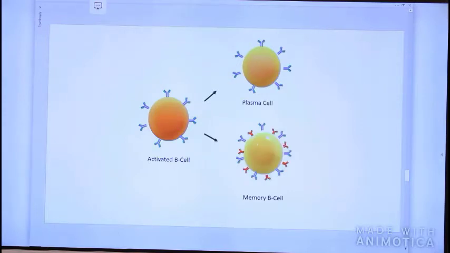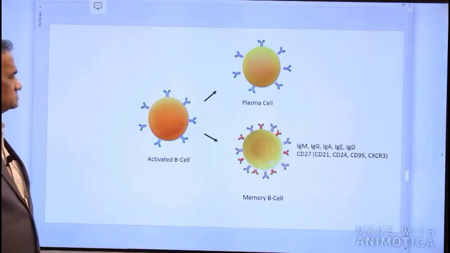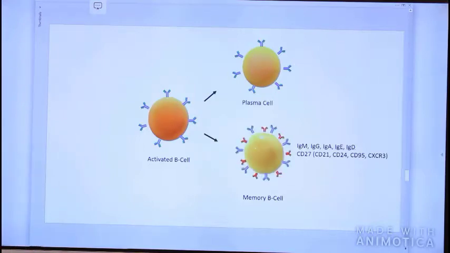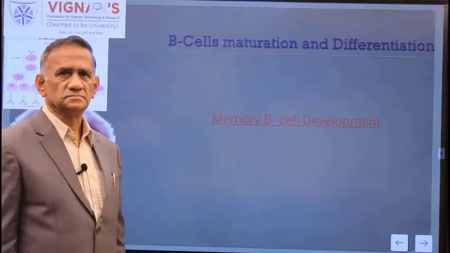The activated B cells then proliferate and differentiate into plasma cells and memory B cells. The memory B cells have a higher expression of membrane-bound antibodies and secrete mainly IgG in the secondary response. Memory B cells also have other markers such as CD27, which help to recall previous responses. And that's the overview of the development of memory B cells.